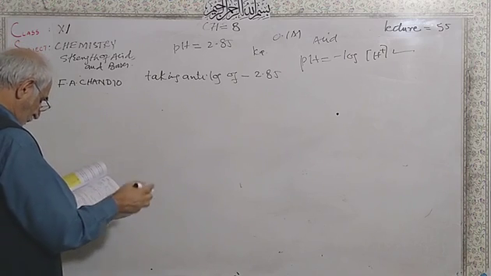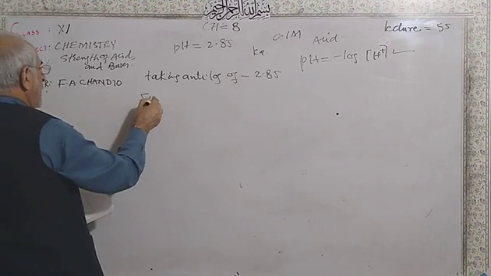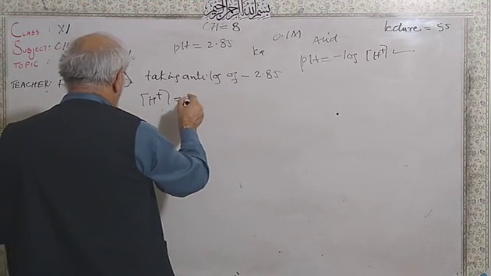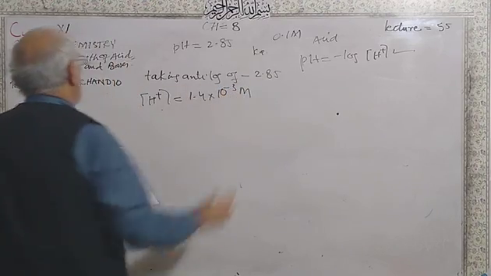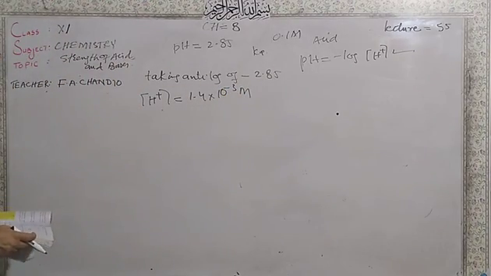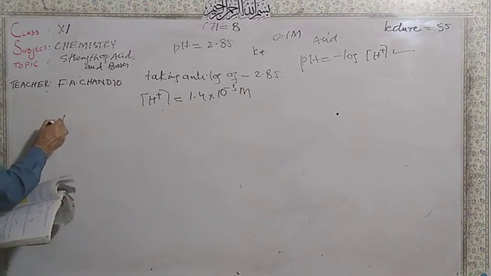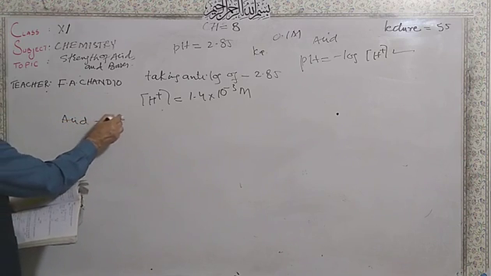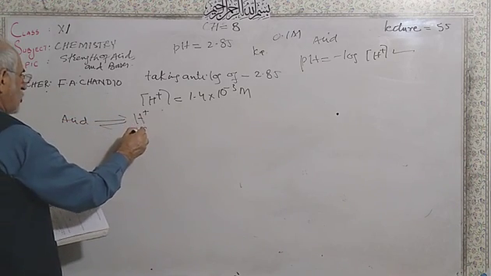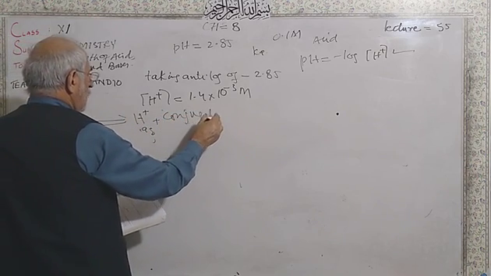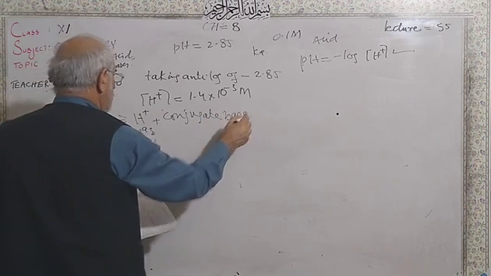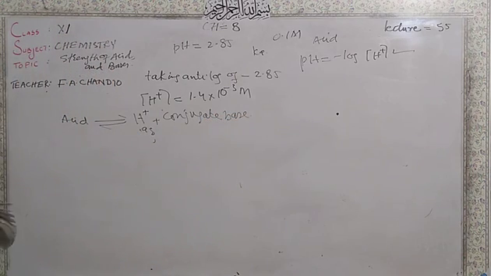You will get the hydrogen ion concentration by taking the anti-log of minus 2.85. The answer will be 1.4 into 10 raised to the power minus 3 molar. Now students, you have an acid, we have no name for this. This acid gives hydrogen ions in aqueous solution and a conjugate base, we don't know what it is. It dissociates into hydrogen ions and conjugate base.